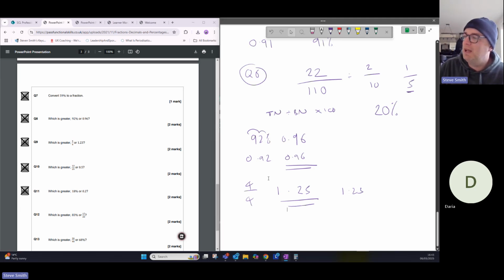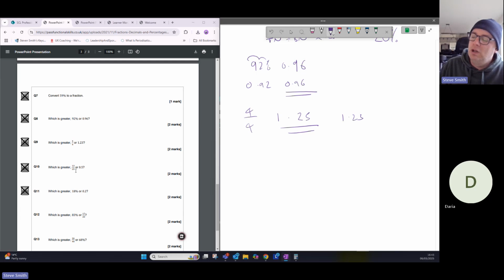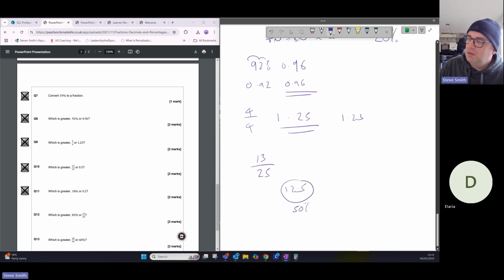And we look at the next one, same again, it's a non-calculator paper, but 25 is a good number to use because it's a direct relationship to 100. So when I look at those numbers, I know it's going to be close, but in my head, I know that 12.5 is 50% of 25. I just divided it by 2. And I know 0.5 is 50%. So 13 is bigger than 12.5. So 13/25 is bigger than 0.5.